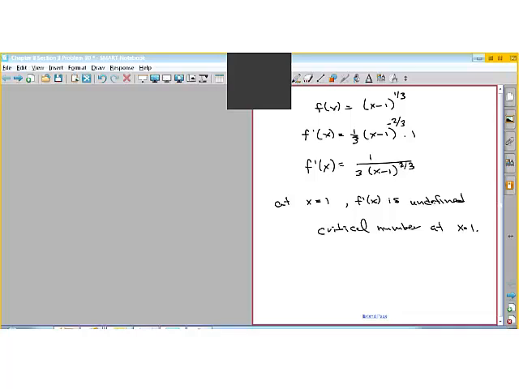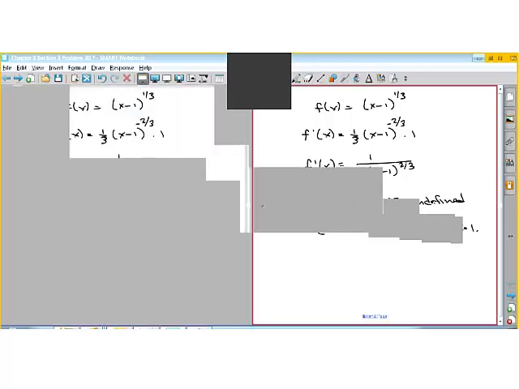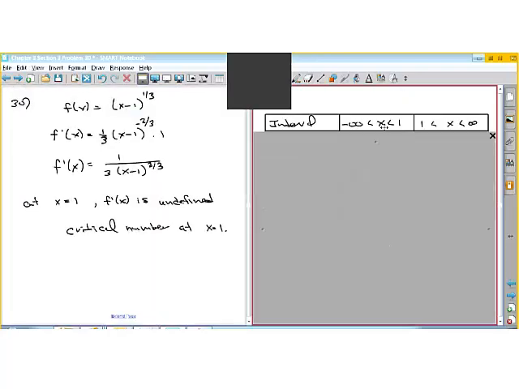But you can see that this is going to go to 0 when x equals 1. If we divide by 0, then we have an undefined slope. So we have a critical number by the other way of having critical numbers. So we have one critical number, so we'll break it up into two intervals. From negative infinity to 1, our critical number, and from 1 to positive infinity.